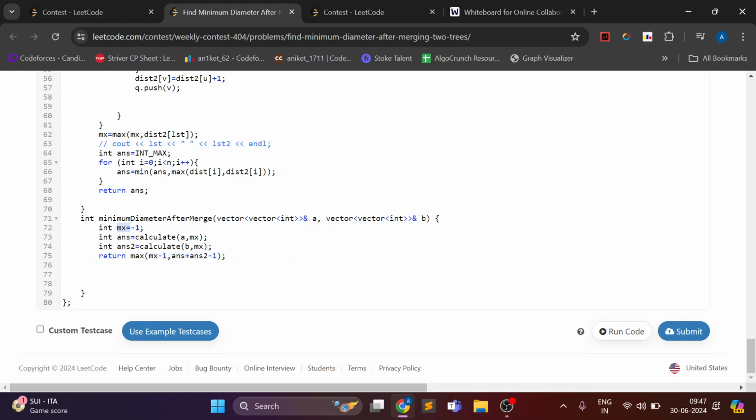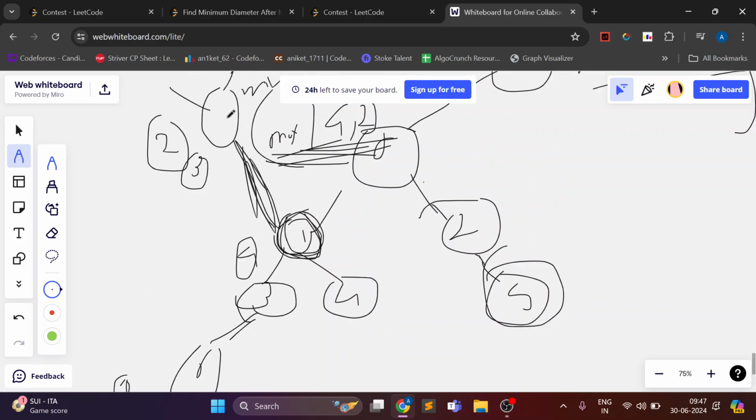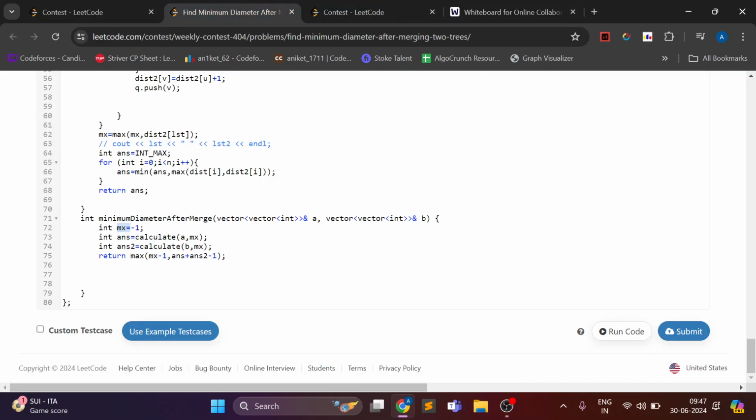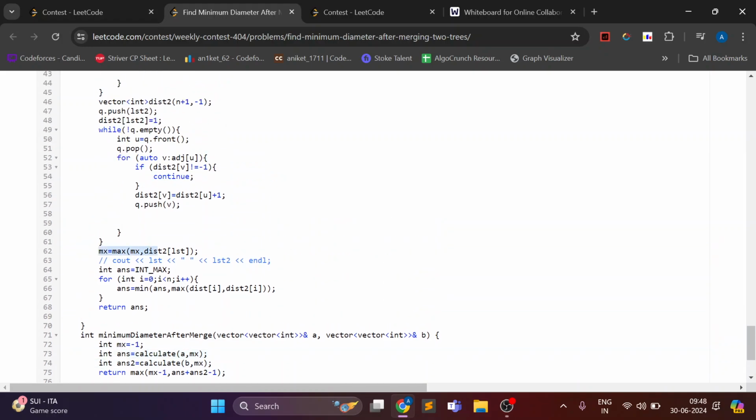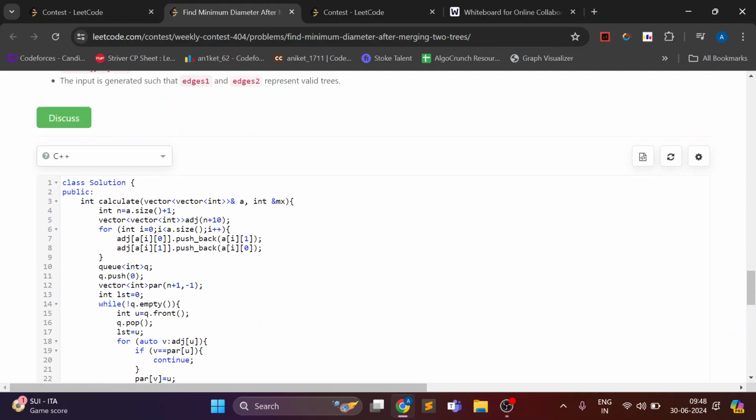Now the case of MX, that means the single tree itself has a higher diameter than this merging. For that I have declared an MX and I am passing it by reference to both the trees, and I'm just taking the max with the diameter of that separate tree itself, and finally returning the max of both the answers. So this was the fourth question.